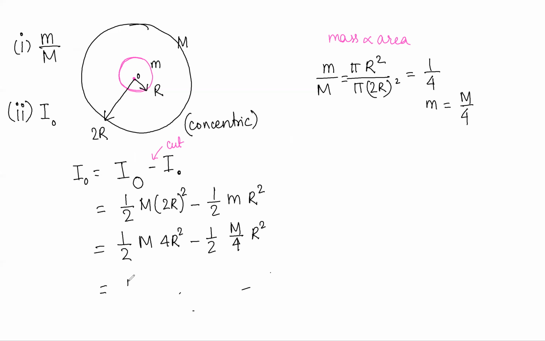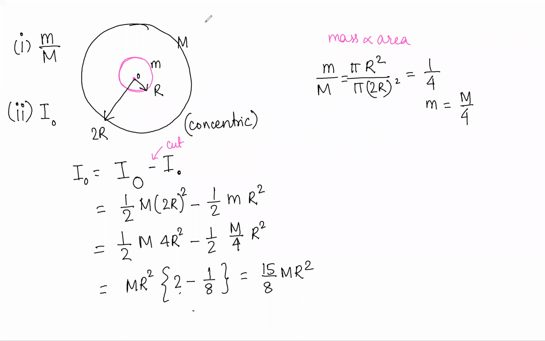फटाफट M into r square को कॉमन ले लो, so M into r square is common. What is half of 4? Obviously 2. What is 1 by 2 into 1 by 4? That is equal to 1 by 8. So what is your value? Your value is equal to 15 by 8 M r square. Your answer is 15 by 8 M r square.